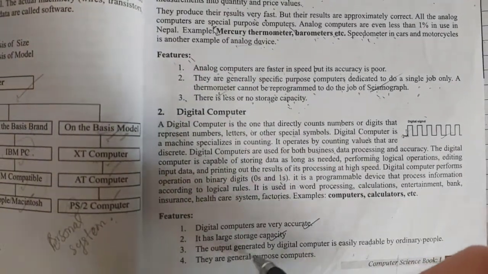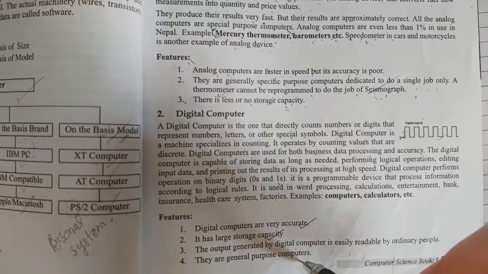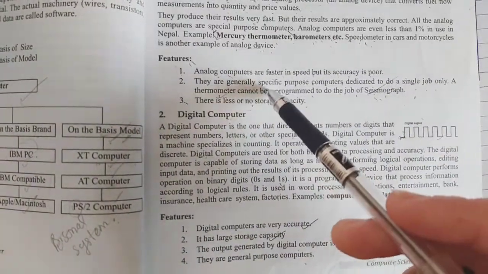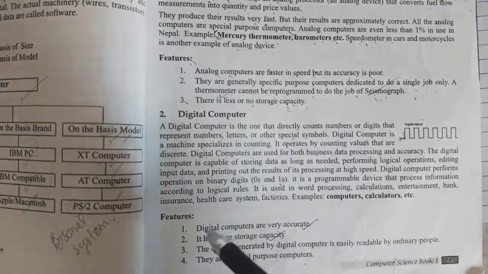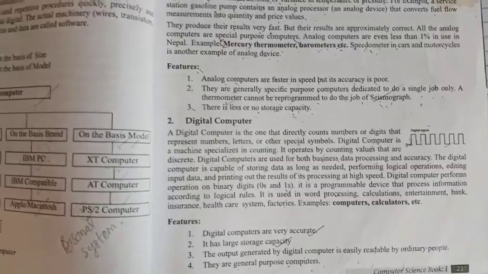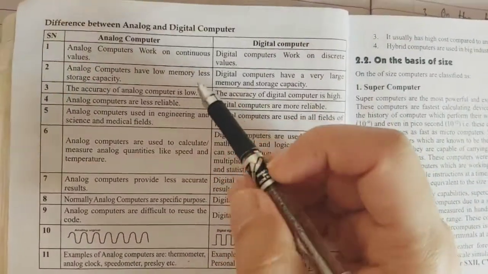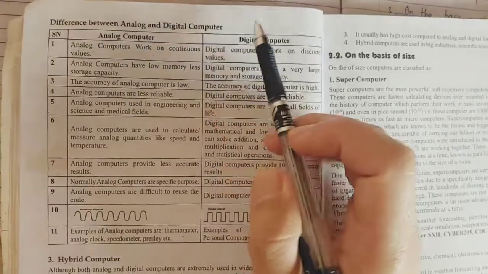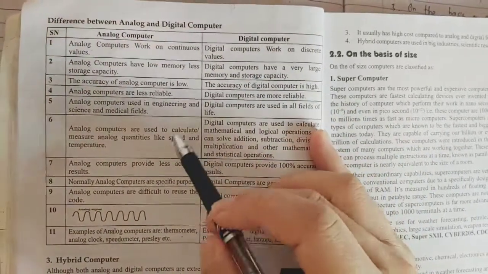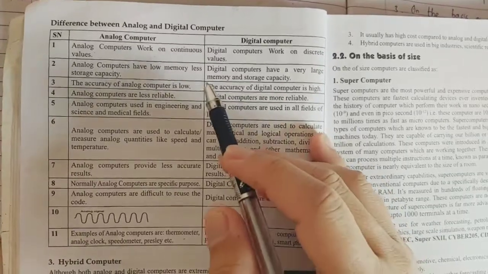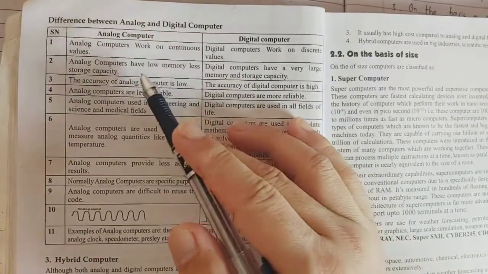And these are general purpose computers. You can see out here, analog computers are specific purpose computers, but digital computers are general purpose computers. Here now we'll go through the difference between analog and digital computer. There are around 11 points, so I'll just go through because I've already explained to you about analog and digital.